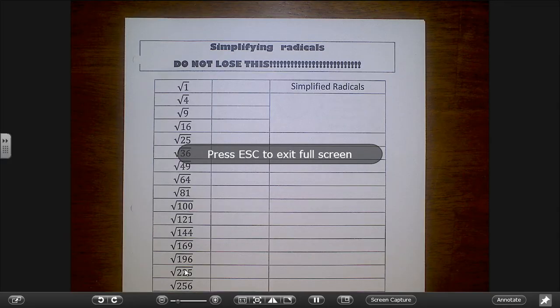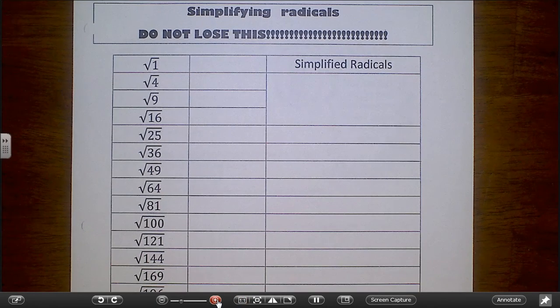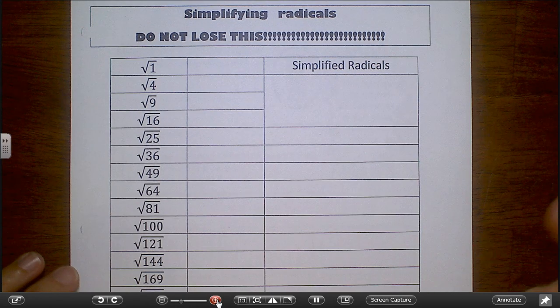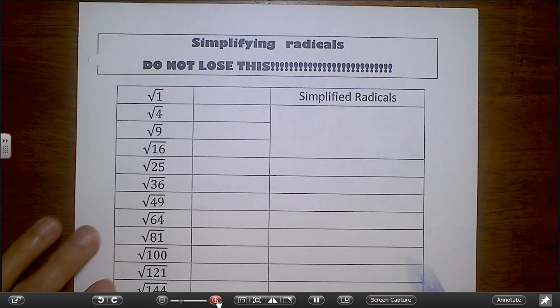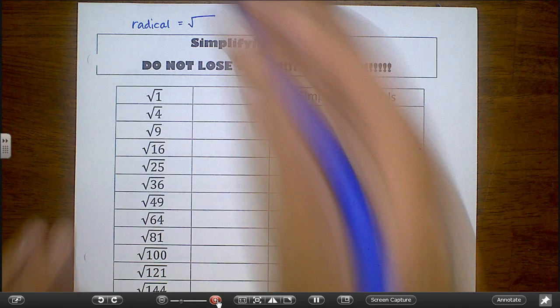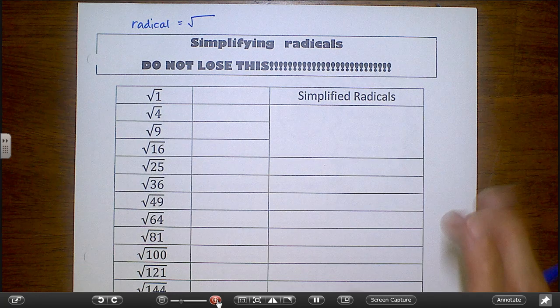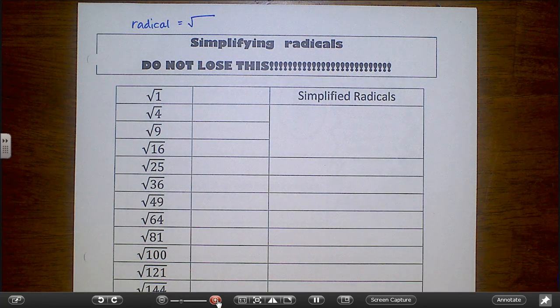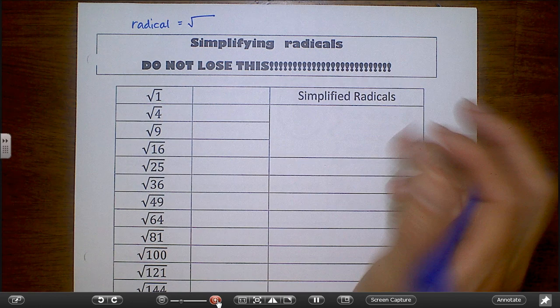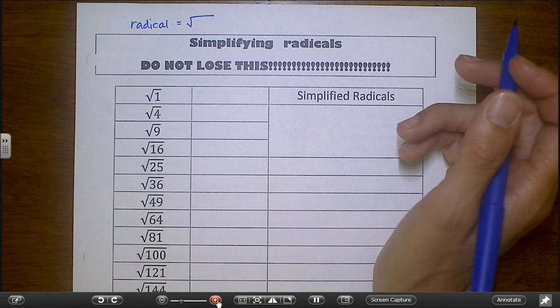All right, back for day 2 of the last week of school. Yesterday we did square root functions, and today we are looking at simplifying radicals. Remember yesterday we talked about what a radical is? It's anything that has that radical sign, what you would think of as a square root sign.